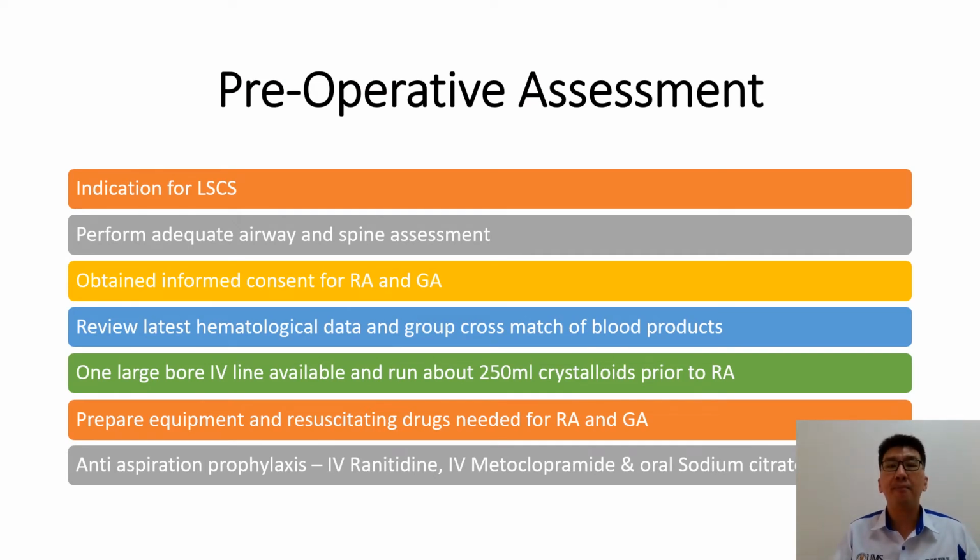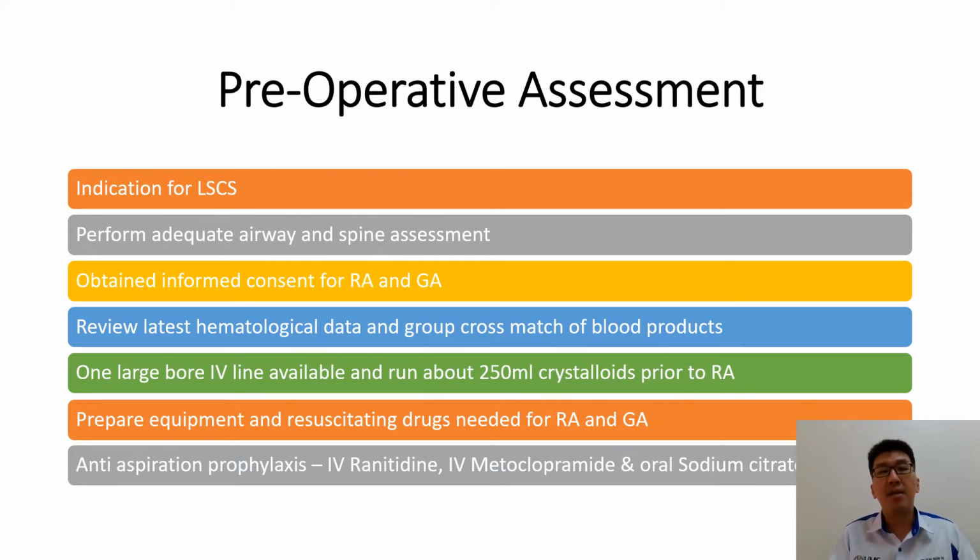Patients who present for anesthesia for lower segment cesarean section, for whatever procedures, we must always take a good preoperative assessment. We must know what the indications for the lower segment cesarean section are. Is it elective or emergency? And what concomitant illnesses she may have, such as preeclampsia, eclampsia, is this a big baby, a macrosomic baby, or any other complications that needed lower segment cesarean section.